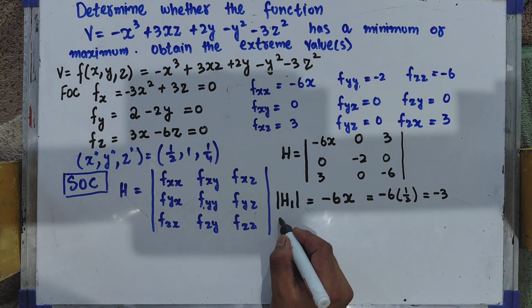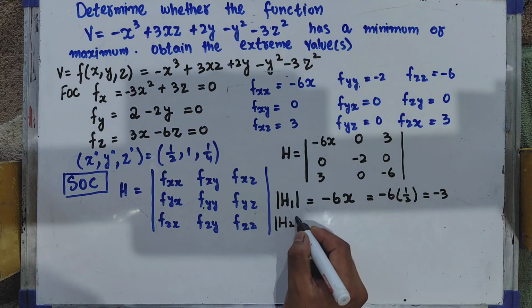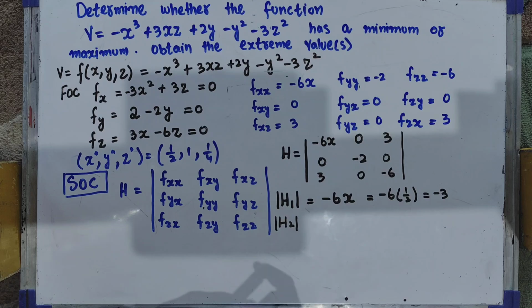Let's find the second principal minor, that is h2. So what is the second principal minor? This is our first principal minor.